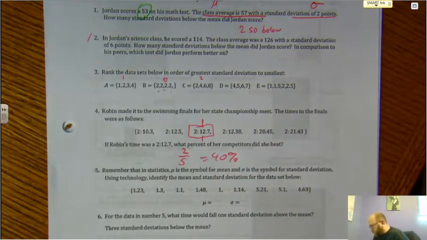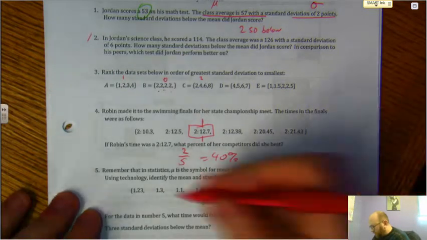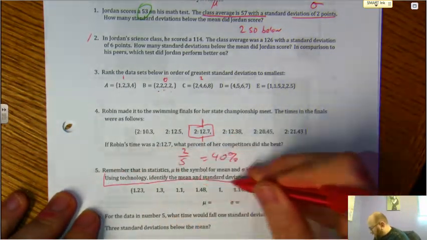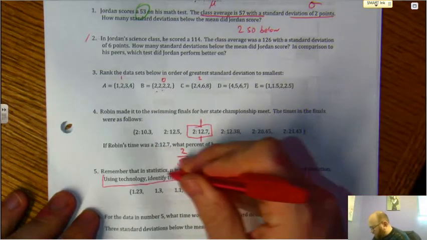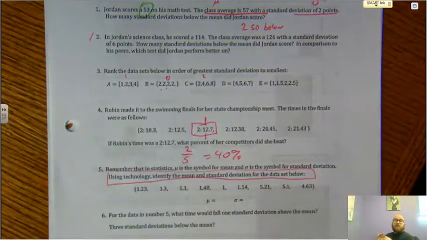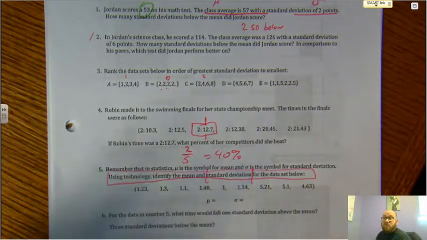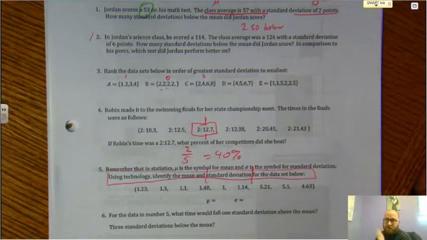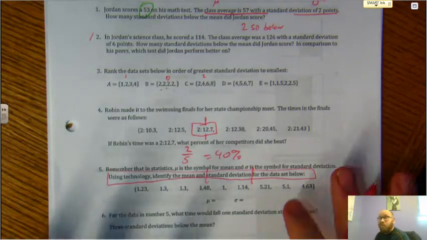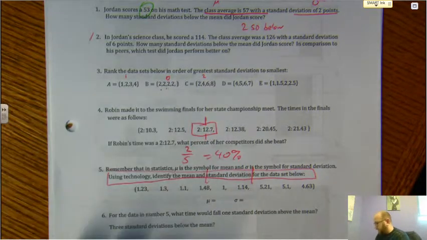Boom, easy enough. For this one, it says using technology, identify the mean and the standard deviation. There is a standard deviation calculator posted on the blog. You can also just Google search standard deviation calculator, that's how I found it. You plug it in, and it'll do it all for you. It's pretty sweet.